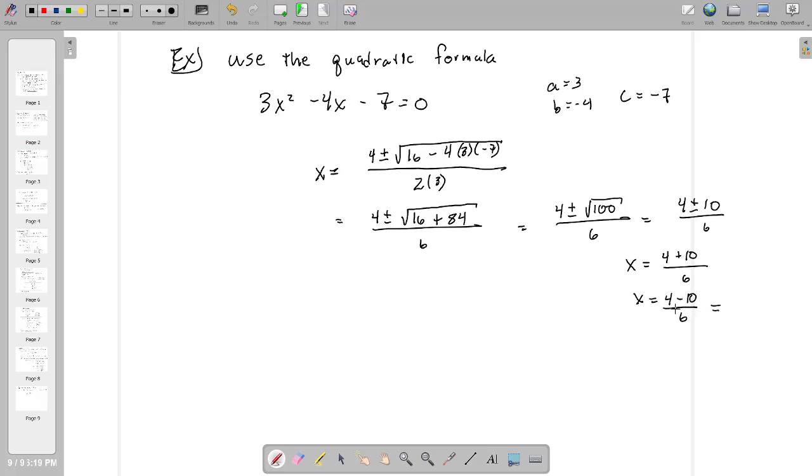Now 4 minus 10 over 6, that would be negative 6 over 6, which is negative 1. And x equals 4 plus 10 divided by 6 will be 14 over 6, which reduces to 7 over 3. These will be our two solutions for this example.